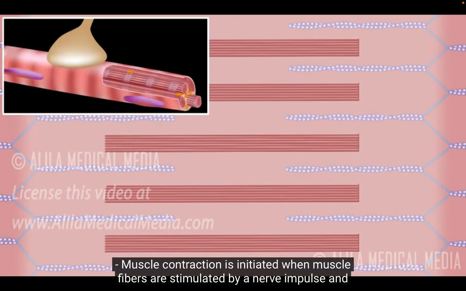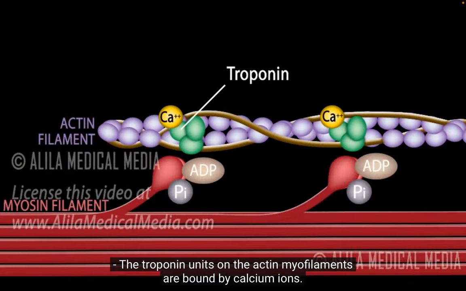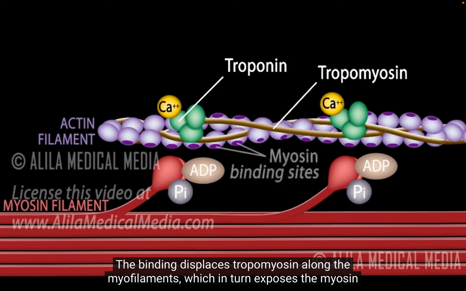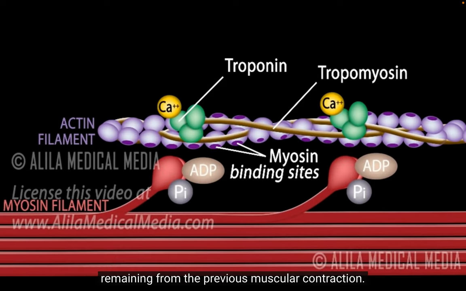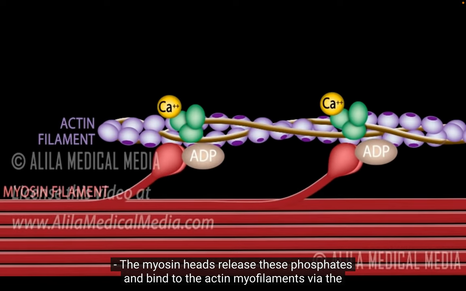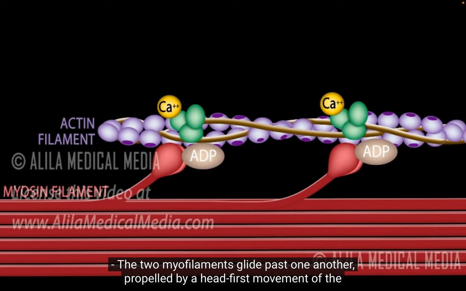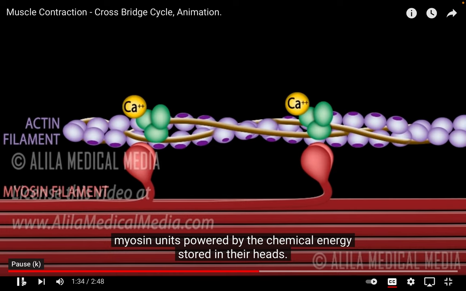Muscle contraction is initiated when muscle fibers are stimulated by a nerve impulse and calcium ions are released. The troponin units on the actin myofilaments are bound by calcium ions. The binding displaces tropomyosin along the myofilaments, which in turn exposes the myosin binding sites. At this stage, the head of each myosin unit is bound to an ADP and a phosphate molecule remaining from the previous muscular contraction. The myosin heads release these phosphates and bind to the actin myofilaments via the newly exposed myosin binding sites. The two myofilaments glide past one another, propelled by a head-first movement of the myosin units, powered by the chemical energy stored in their heads.